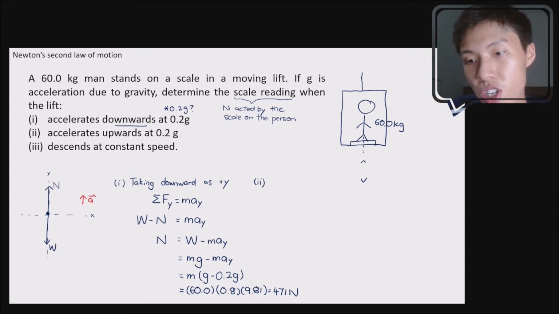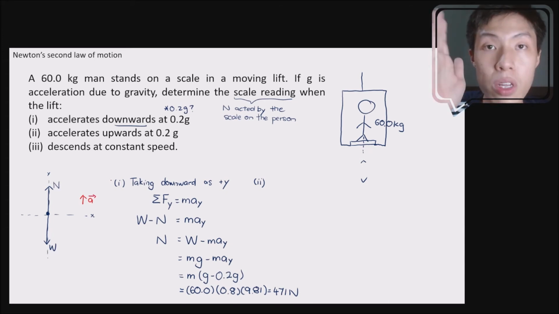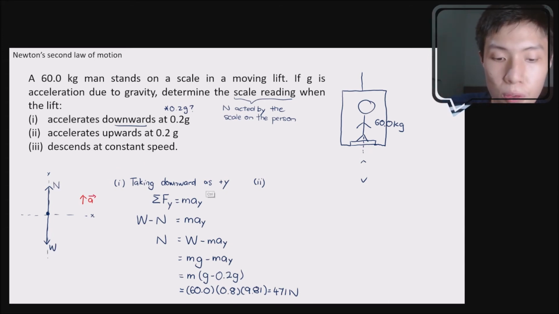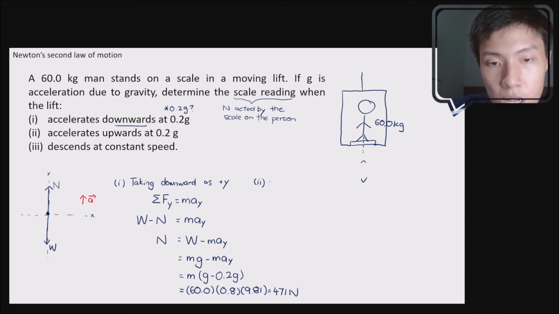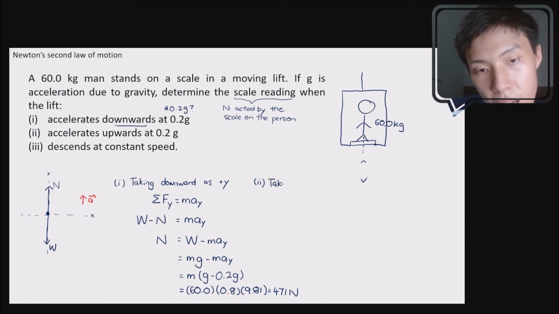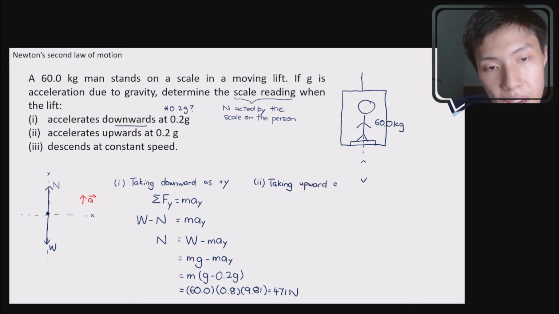So if our acceleration is pointing up, then we'll be taking upward as positive y. To avoid any confusion, we should restate which side we pick as positive. So we are taking upward as positive y. Downward now will be negative y.